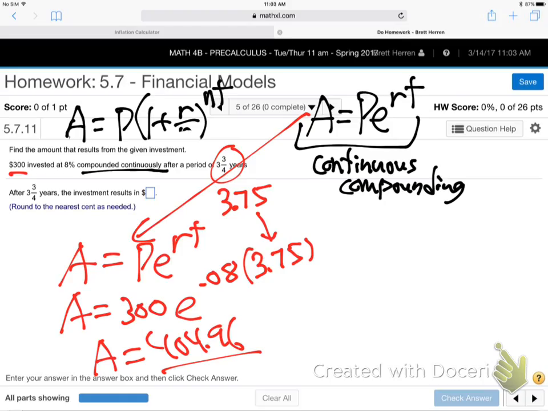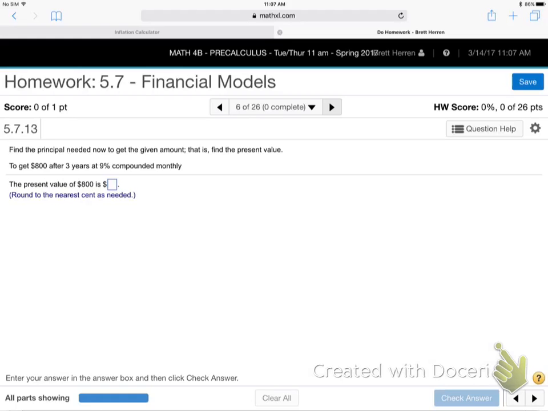All right, so there's two formulas. We use the PERT formula for continuous compounding. We use the other formula when it's anything other than continuous compounding. And I'll give you both those formulas at the top of exam 3, which we have in 2 weeks. They'll be right at the top, so you don't have to memorize them. Just know how to plug in and use them. There we go. Let me let you try that one.